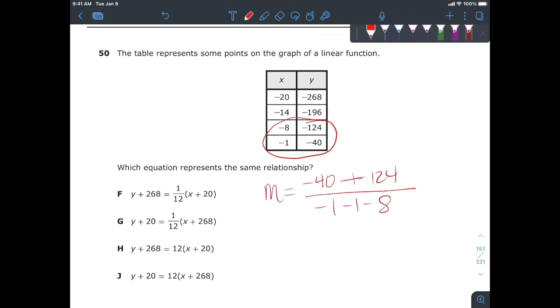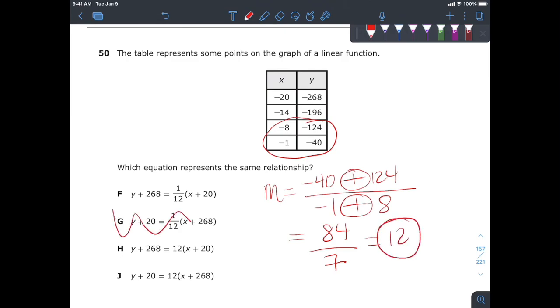I see double negatives. I'm going to go ahead and change them to positives. I find out that my slope is 12. That eliminates these two guys. Now I can go ahead and look at the two equations that are left over.